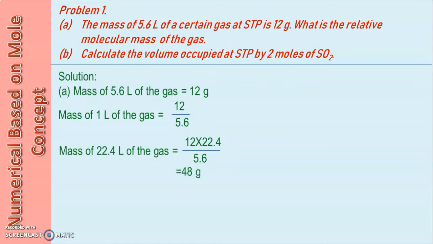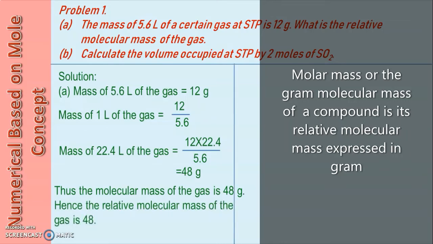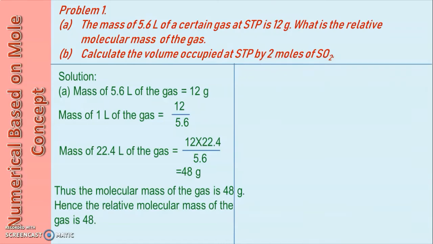What does it mean? The molar mass of the gas is 48 gram. We know that molar mass is the relative molecular mass expressed in grams. So the relative molecular mass you can find by removing that unit gram. Hence, we can say the relative molecular mass of the given gas is 48. Now let us come to the second problem.